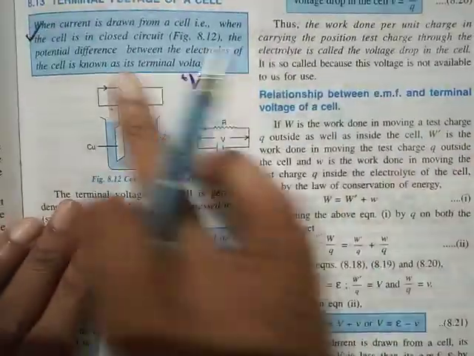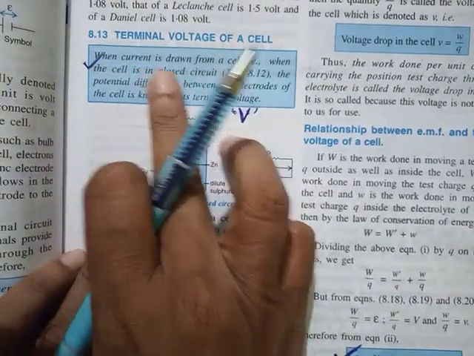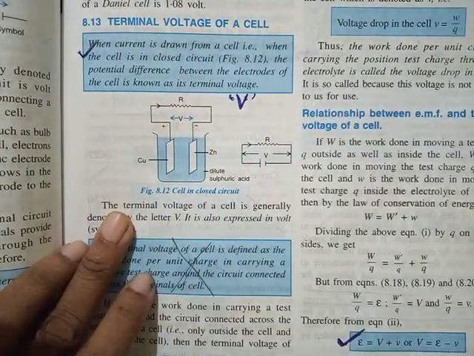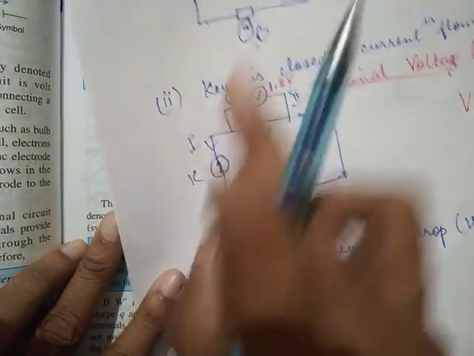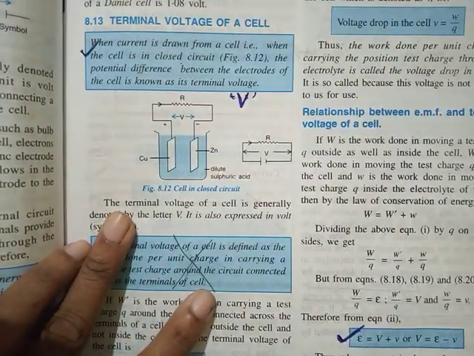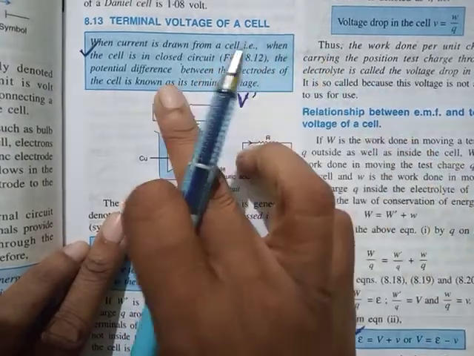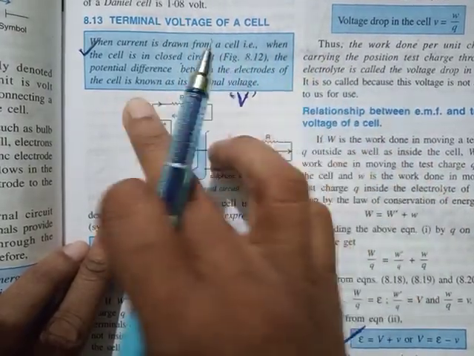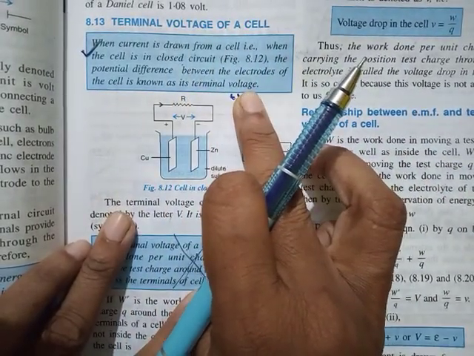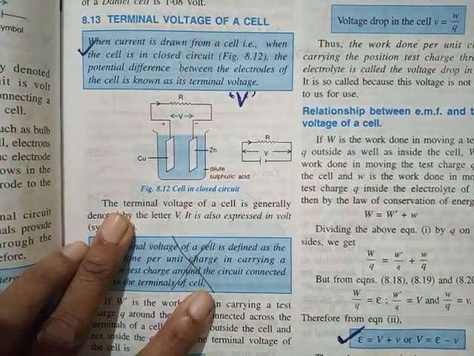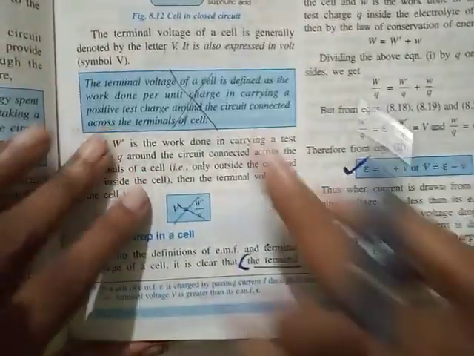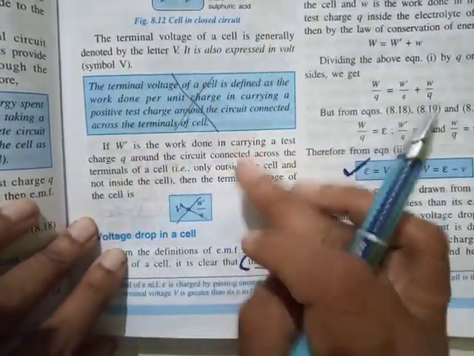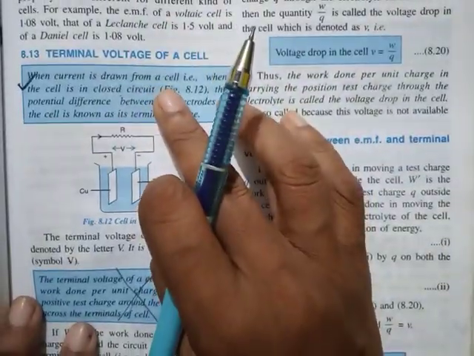Then come to the terminal voltage definition, this one. When current is drawn from the cell, that is when the cell is in closed circuit, means when the key is closed. Here the key is open, here the key is closed. So when the cell is in a closed circuit, the potential difference between the electrodes of the cell is called terminal voltage, and it is represented by capital V. Again you can cut off this, this is another definition. It's enough if you study this definition.